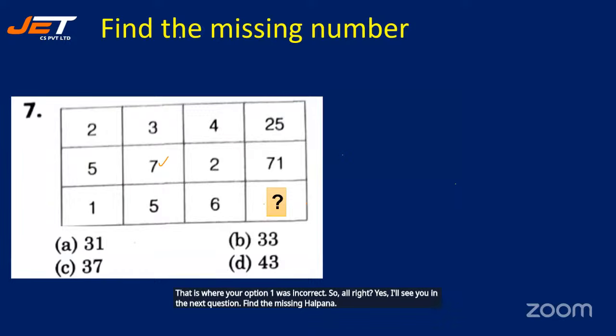Find the missing number: 2, 3, 4, 25, 5, 7, 2, 71, 1, 5, 6, dash. Okay, 2 minutes you can take, not more than that.